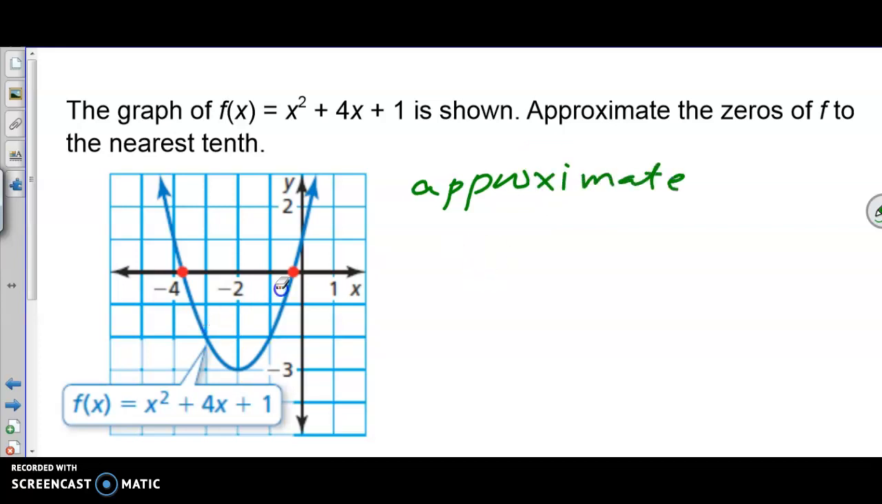So the first one here at this point, we know that's between 0 and -1, but it's kind of closer to 0. So just use your best judgment. I'm going to approximate that to be around -0.4, right? While this one, it's between -3 and -4, but it's kind of closer to -4. So I'm going to approximate that to be -3.6. So those are just possible approximations.